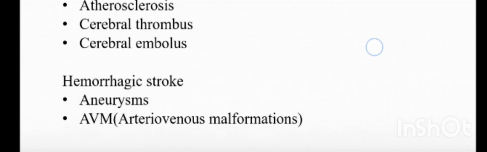The second is hemorrhagic stroke. In hemorrhagic stroke, again, you have the causes of hemorrhagic stroke, that is aneurysms and AVM. Now, what does AVM stand for? AVM is arteriovenous malformations. Aneurysms and AVM, let us go through what are these two things.